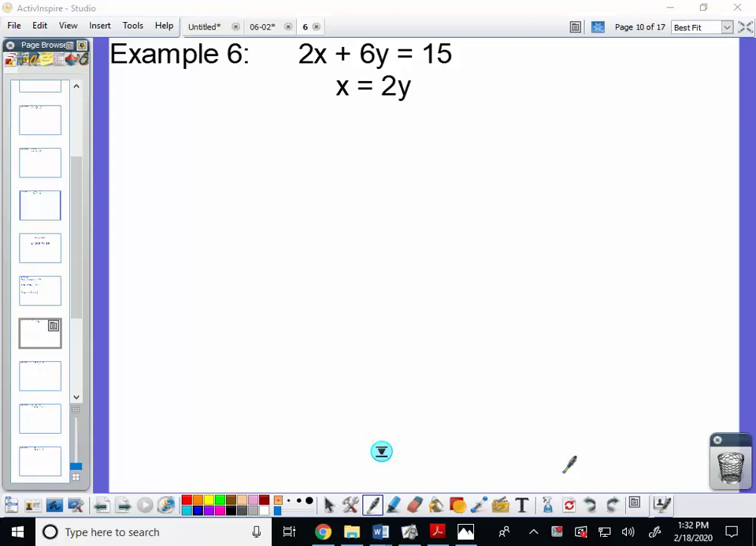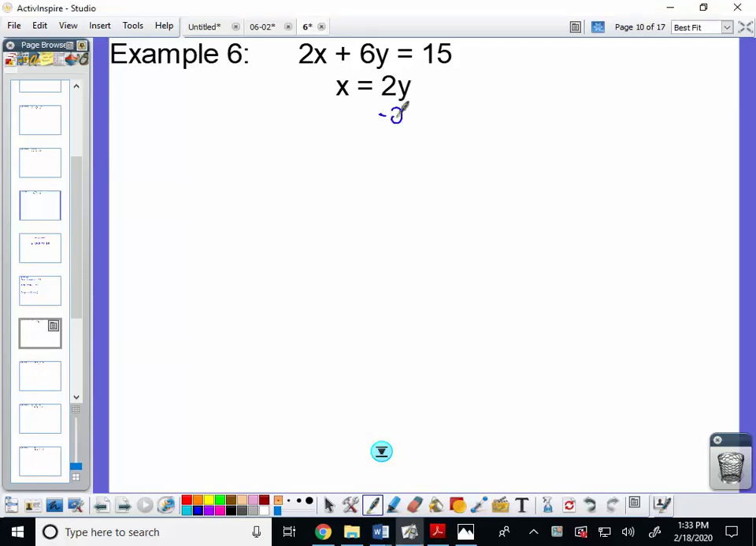Do you see how that second equation is not in the same form that the first equation is in? The first equation is in ax plus by equals c form. What do we call that? Standard form. The first equation is in standard form. But the second equation is not in standard form yet, is it? So I want you to start by rearranging.